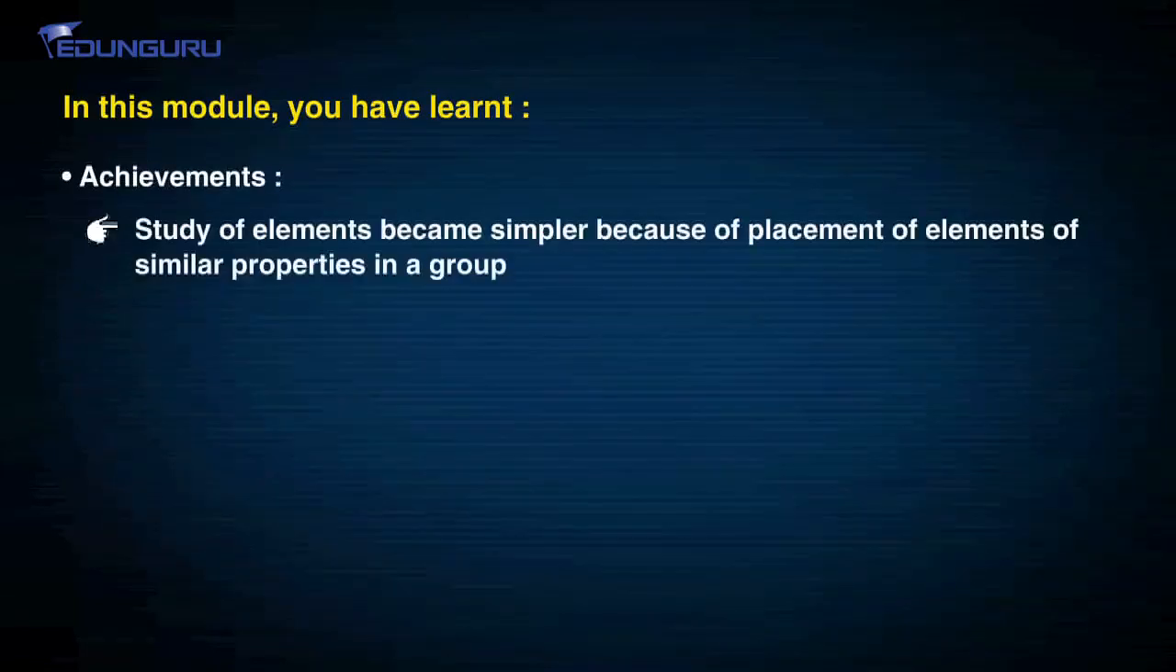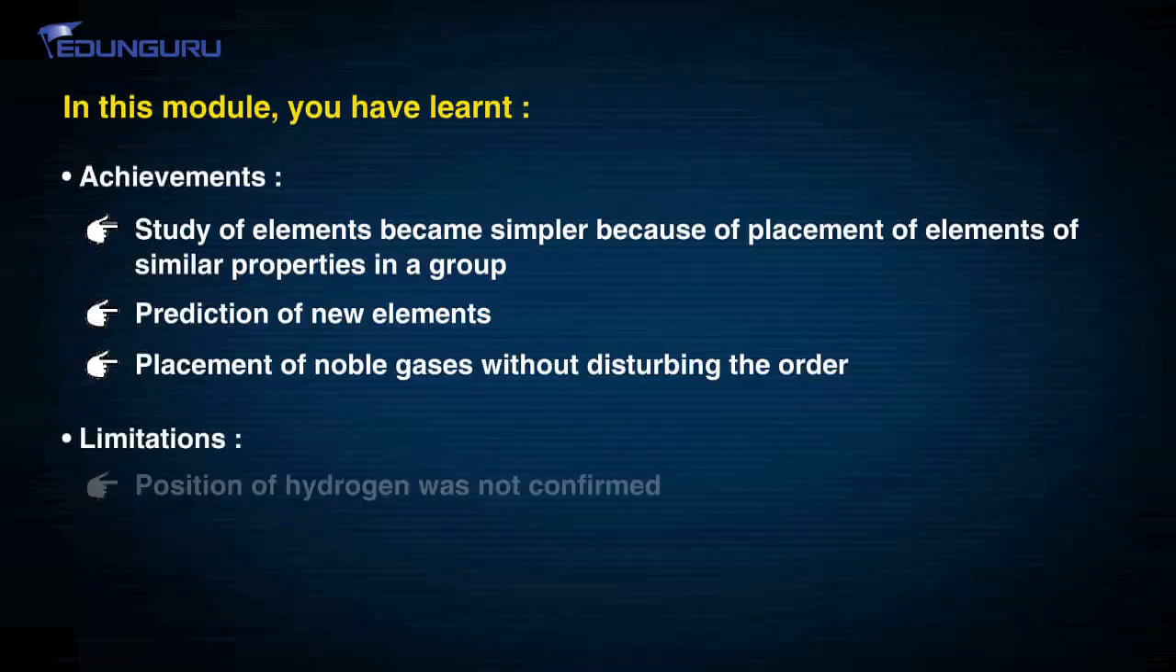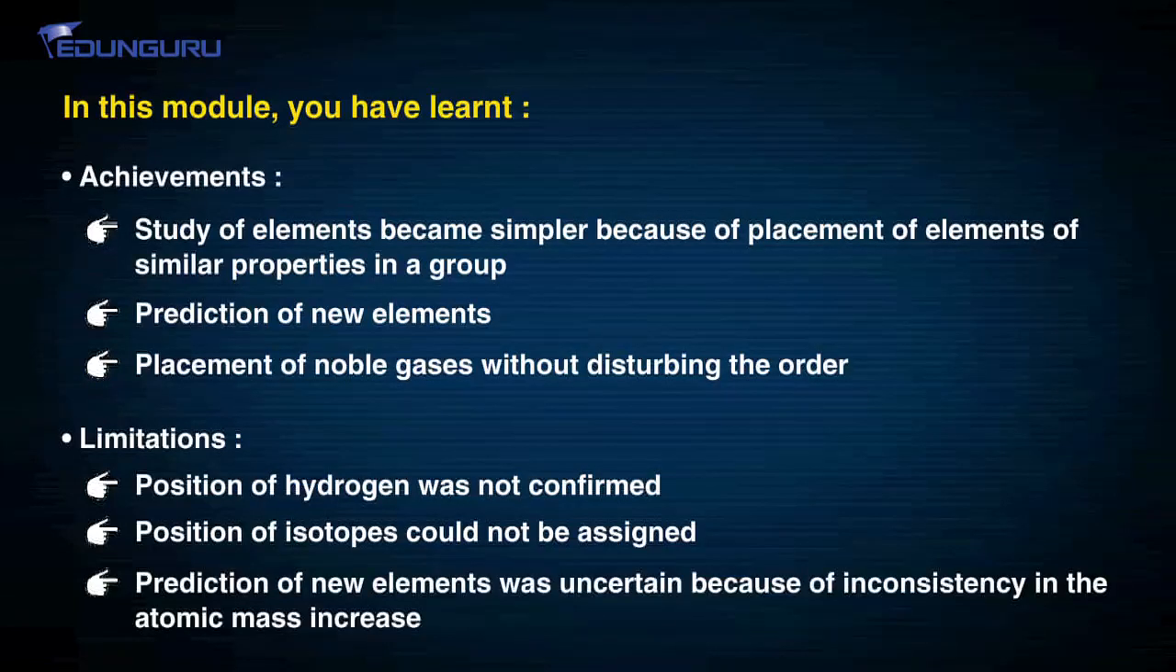Achievements: study of elements became simpler because of placement of similar properties of elements in a group. Prediction of new elements. Placement of noble gases without disturbing the order. Limitations: position of hydrogen was not confirmed. Position of isotopes could not be assigned. Prediction of new elements was uncertain because of inconsistency in the atomic mass increase.